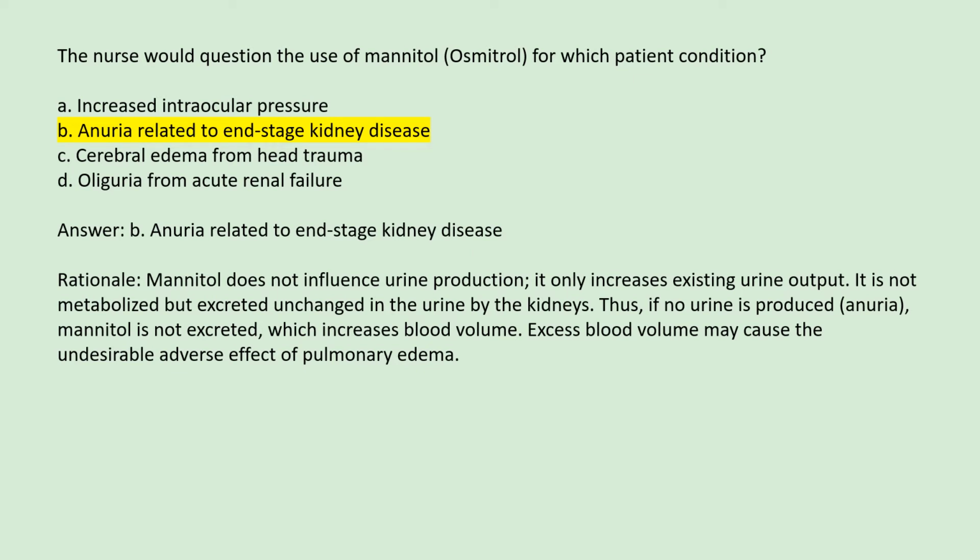Answer. B. Anuria related to end-stage kidney disease. Rationale. Mannitol does not influence urine production. It only increases existing urine output. It is not metabolized but excreted unchanged in the urine by the kidneys. Thus, if no urine is produced, anuria, mannitol is not excreted, which increases blood volume. Excess blood volume may cause the undesirable adverse effect of pulmonary edema.